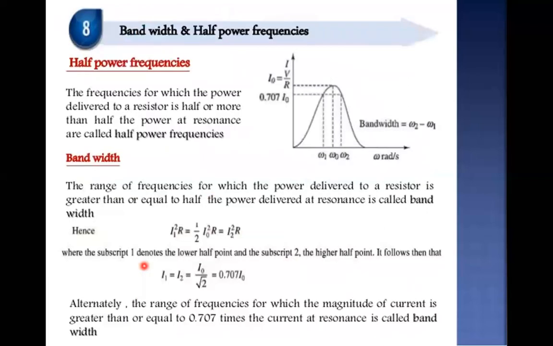You can see the bandwidth and the frequencies for which the power delivered to a resistor is half or more than half the power at resonance is called half power frequencies. The range of frequency for which the power delivered to a resistor is greater than or equal to half the power delivered at resonance is called bandwidth. Here you can see that omega 2 minus omega 1 will be bandwidth, and the maximum voltage or current is wherever we get the resonant frequency. So we can say this is the resonant frequency F naught, and this F2 minus F1 we can say is the bandwidth.